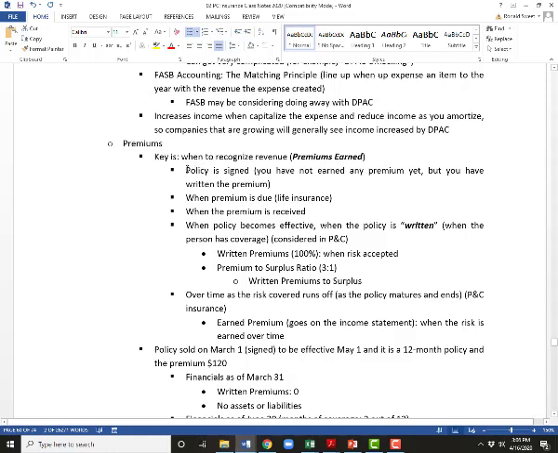So when the policy is signed, you may not have any premiums yet, but you have written the premium. You have written the policy. You also have a date when the premium is actually due. That's a big deal for life insurance. It's important for P&C as well, but more for life. When the premium is actually received, that's the cash of the premiums. That's important, but it's not what's going to go into the financial statements.